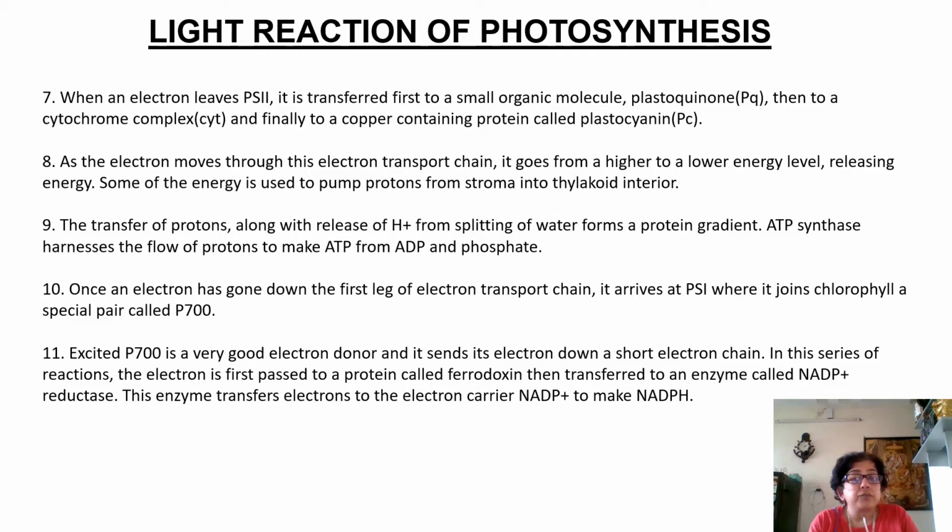Excited P700 is a very good electron donor, and it sends its electrons down a short electron chain. In this series of reactions, the electron is first passed to a protein called ferredoxin, then transferred to an enzyme called NADP plus reductase. This enzyme transfers the electron to the electron carrier NADP plus to make NADPH.